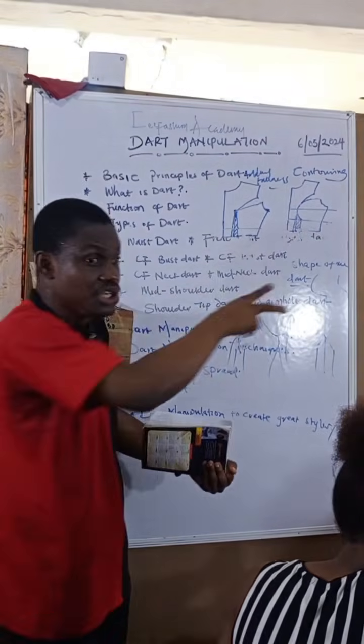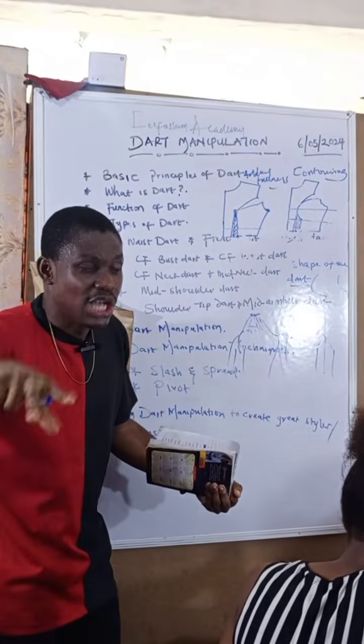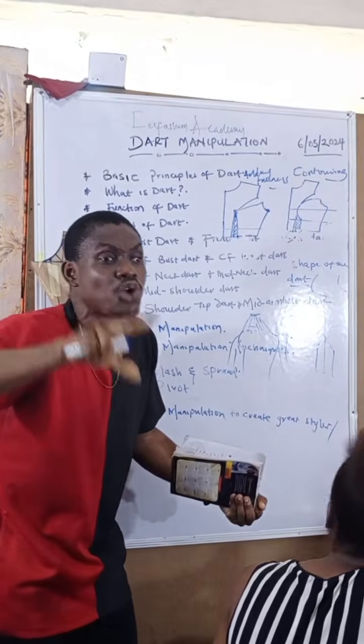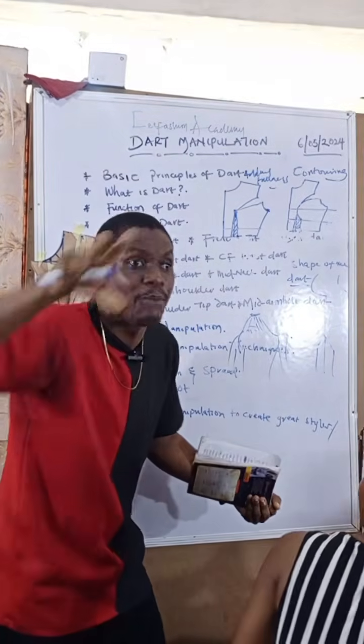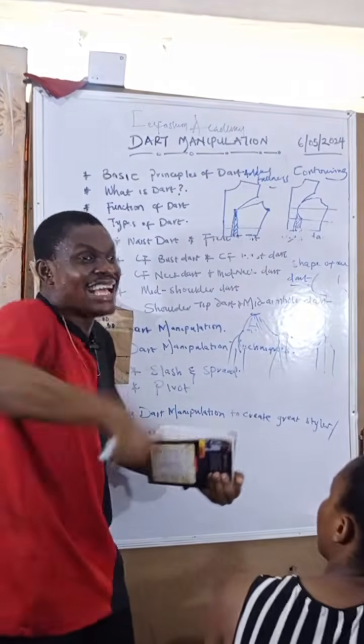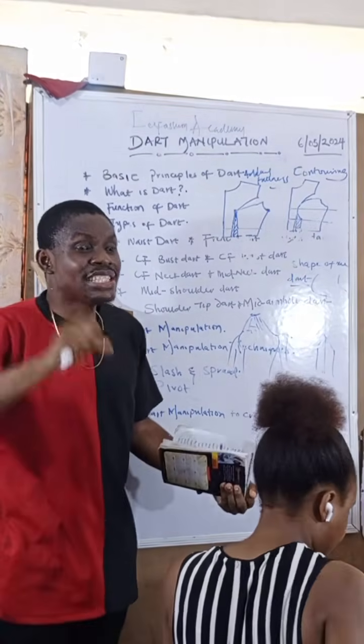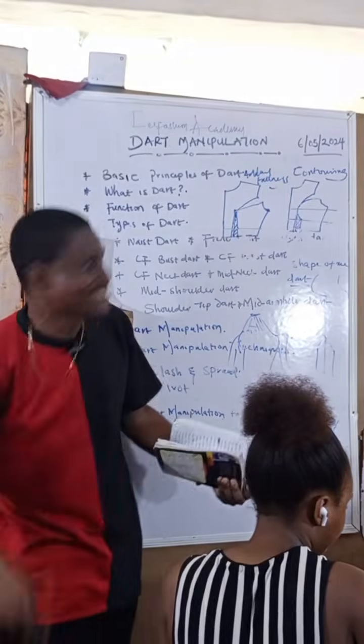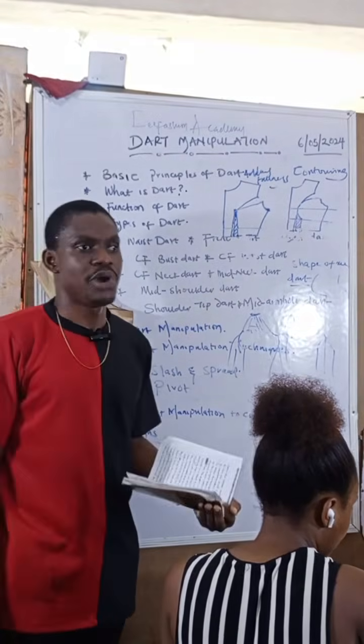This one will remove the fullness of the material so as to achieve a better fitting, so that the dress will follow the person's natural body shape. This other one is where we use the dart to add extra fullness, either for design's sake or for any other reason.